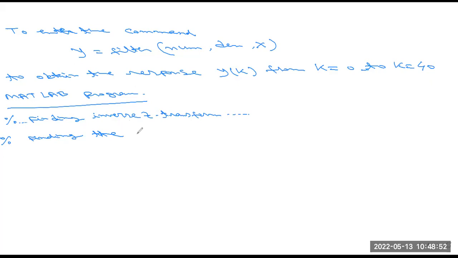Okay. So finding the inverse Z transform, we have to give the function Gz here in this particular problem.